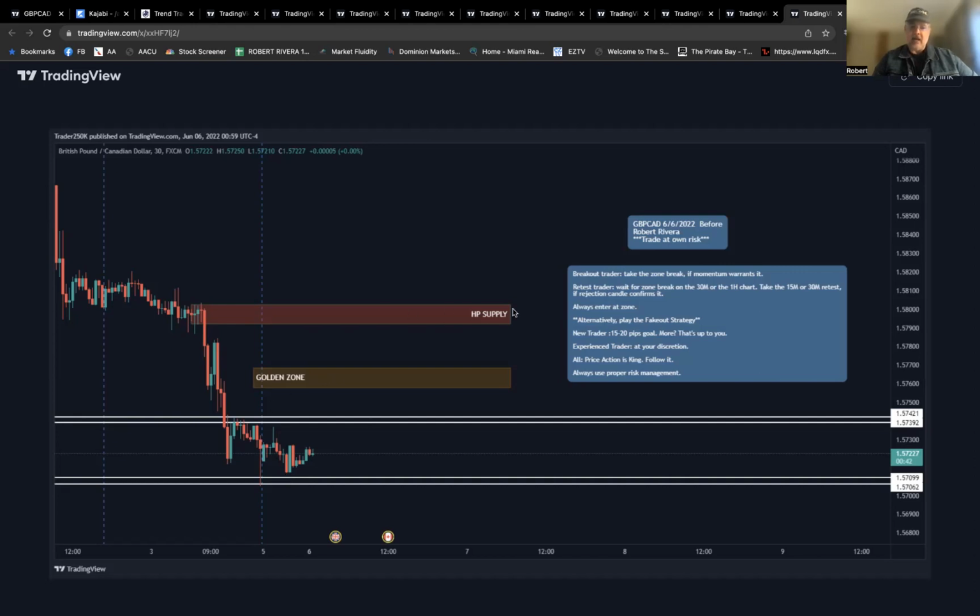And I also have a high probability supply because when price left this area, it left the gap. You can see the gap right in here where candle number 3 did not meet with candle number 1. And so the anticipation is that once price reaches this area, it's going to reject if it actually reaches all the way up there. Okay, now let's see what happened.